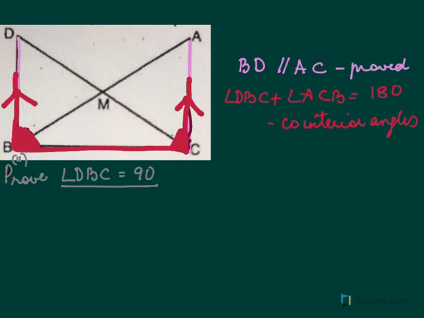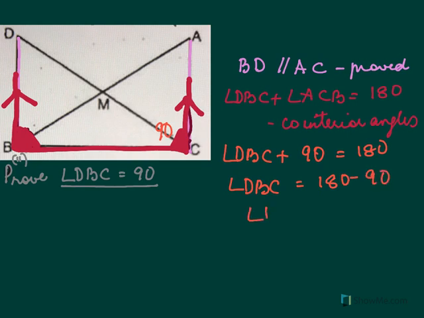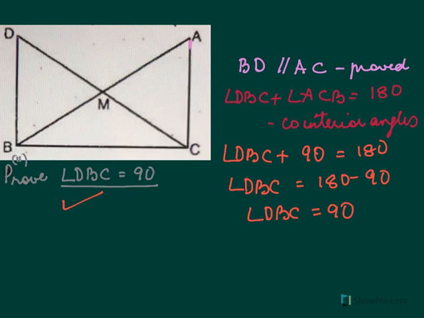And now we also know that this angle is already given as 90. So angle DBC plus 90 equals 180. So angle DBC equals 180 minus 90. Angle DBC equals 90. So in the second part we have proved that DBC is 90. You have to remember that DBC is 90 because we need to use it in the next part. Just to repeat this again, this was already proved parallel.